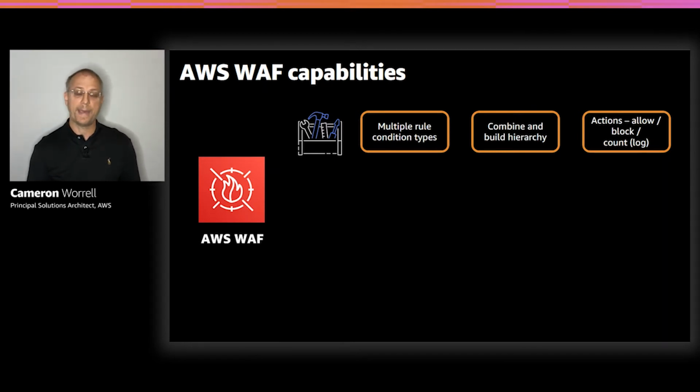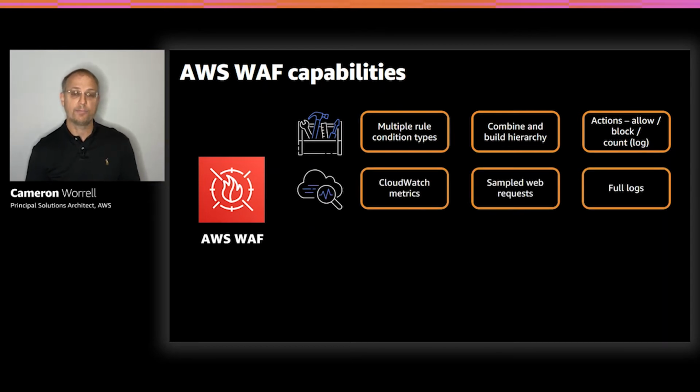And the pattern that we're going to be looking deeper at today is around looking at the HTTP header and matching on a value for origin enforcement. In addition to that, WAF integrates with CloudWatch so that you can get logging and metrics off of the WAF service. And you can get not only sampled requests, but full logs. So you can get the full JSON delivered header information, as well as the actions that were taken and the rules and things like that with the WAF.